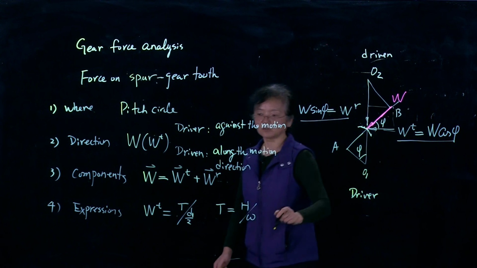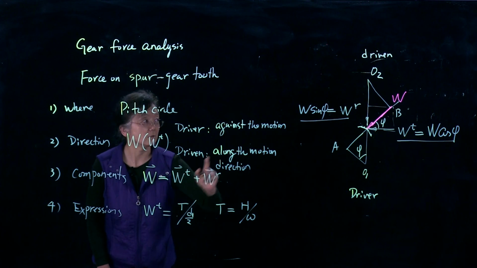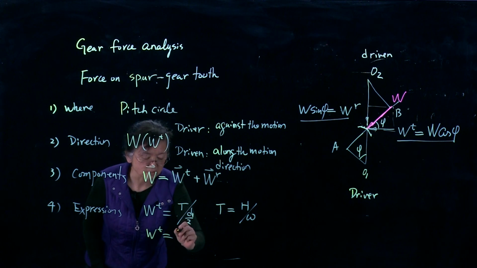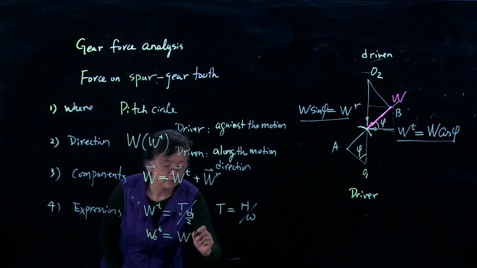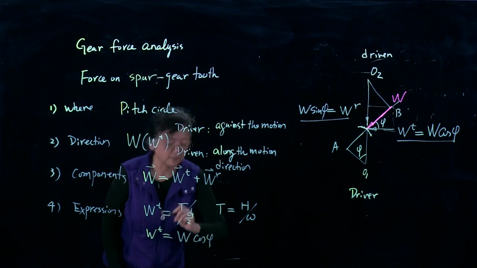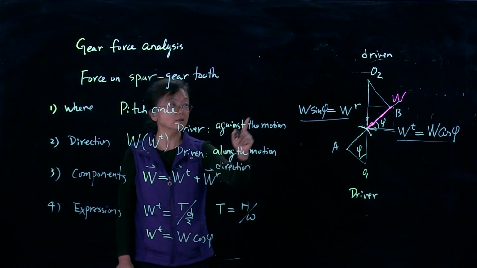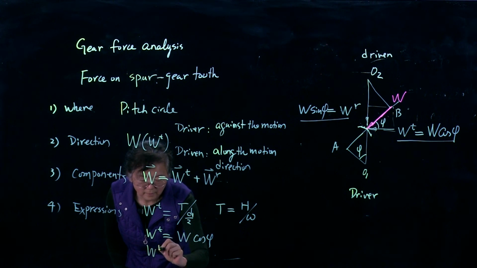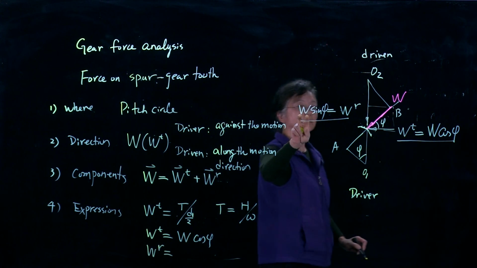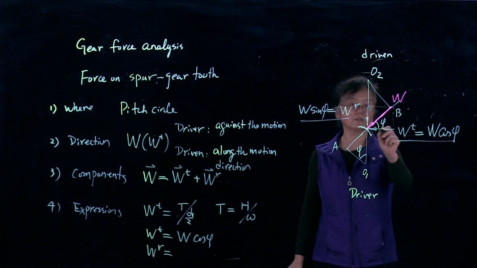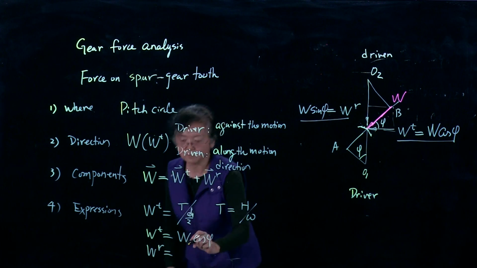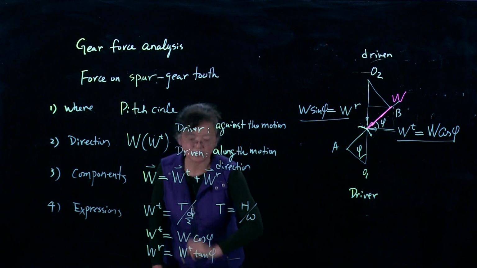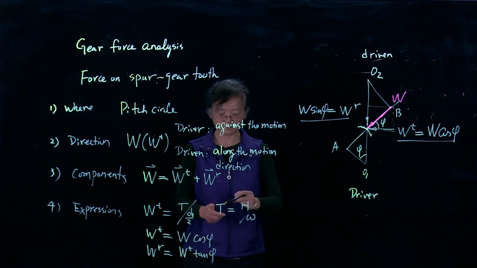Now, let me move these things up to here. W_T is also that relationship, W cosine phi. Then we can solve for W_R. I can use W, or I can also use tangent. Knowing W_T, W_R equals W_T times the tangent of the pressure angle. So that's all. We got everything resolved.